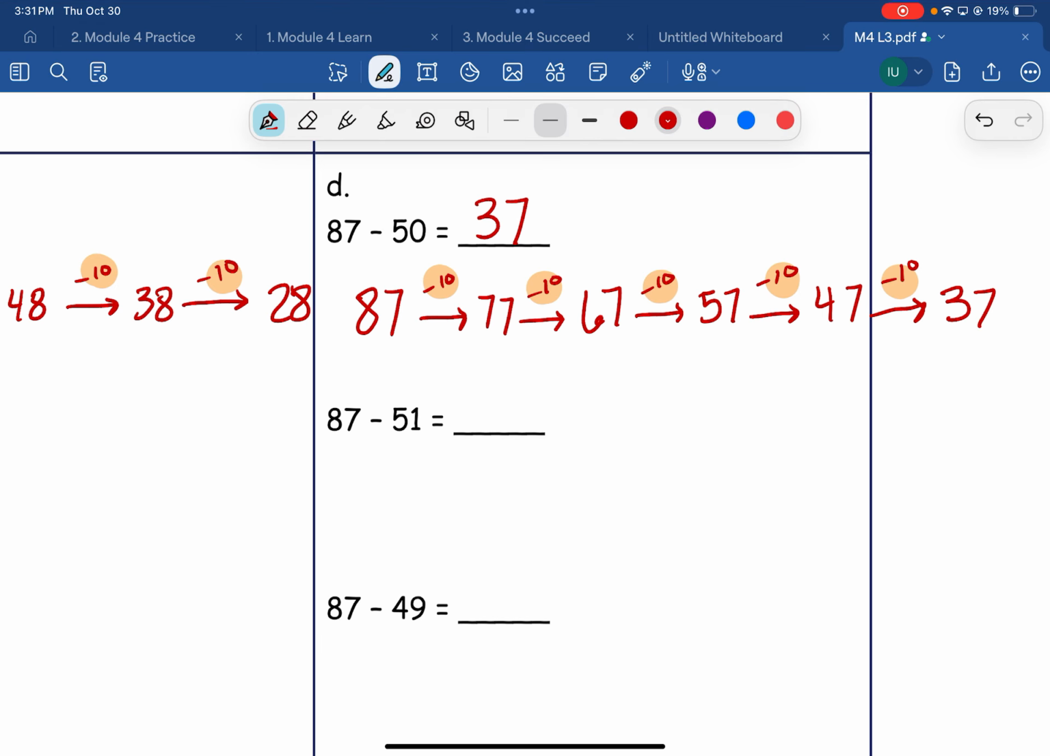Okay, so then now it's very similar. 87 minus 51 is very similar to 87 minus 50.